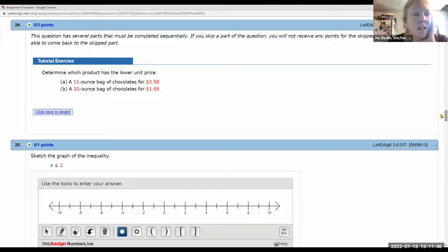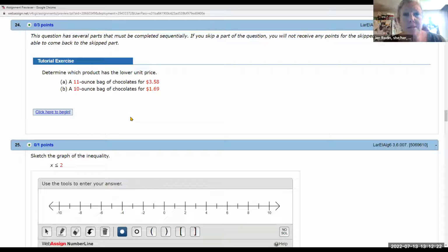And so this one here, number 24, we would set that one up the same. I won't tell you the answer to this one, but just the setup would be 3.58 divided by 11 versus 1.69 divided by 10. And you're looking for the smaller number. And of course, it'll give the whole tutorial here when you get to that on the assignment, if you didn't do that yet. Does anyone have a question about unit price?